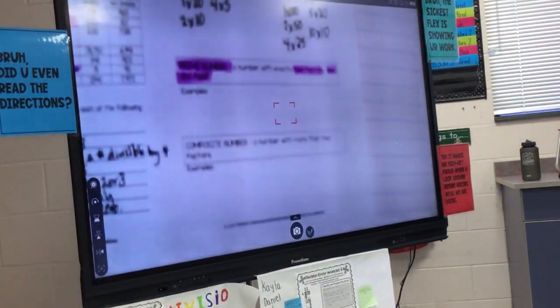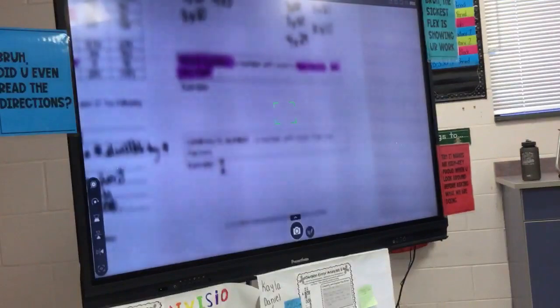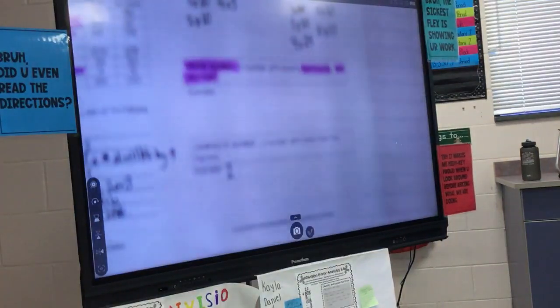All right, so an example of a prime number would be 2. Why is 2 a prime number? And 2 is actually a very special prime number, but why is 2 a prime number?